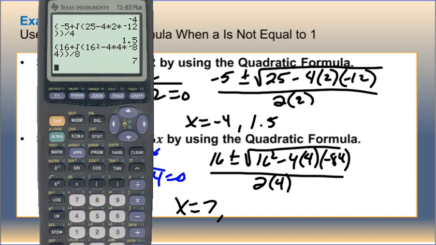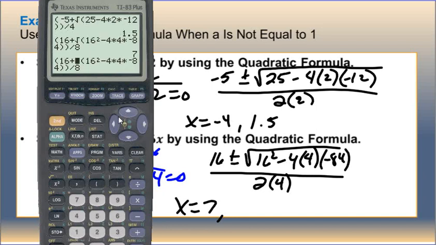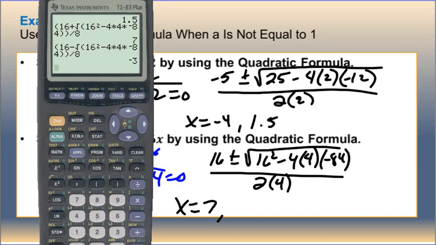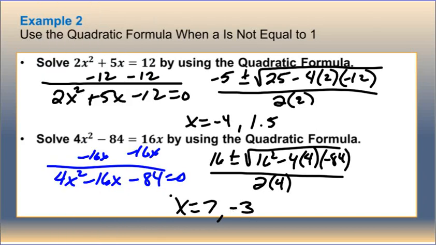Find the other one, hit second, enter, change this to a minus, enter, and we get negative 3. For our two solutions, we have 7 and negative 3.